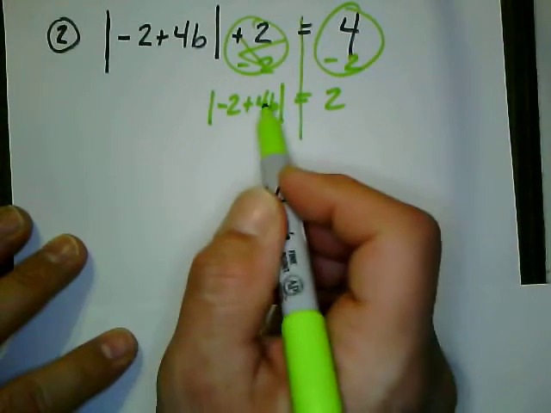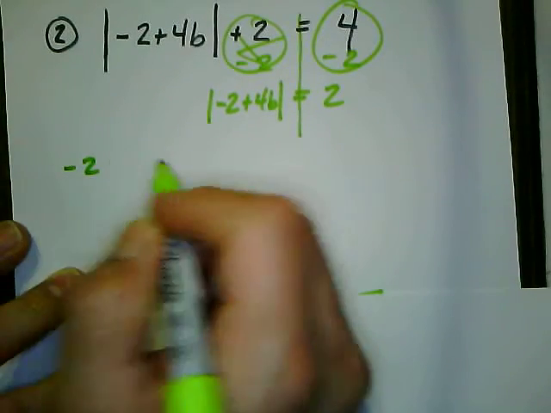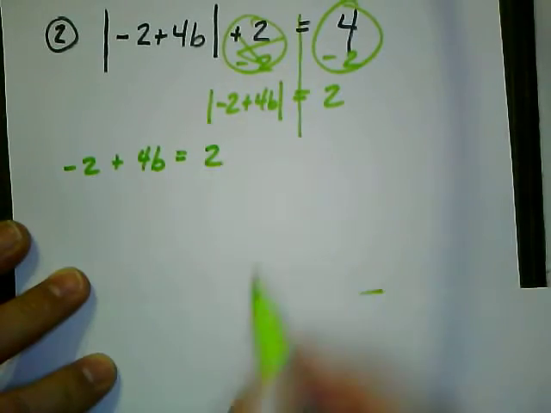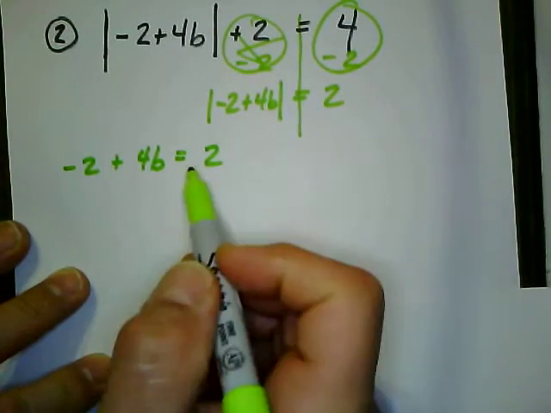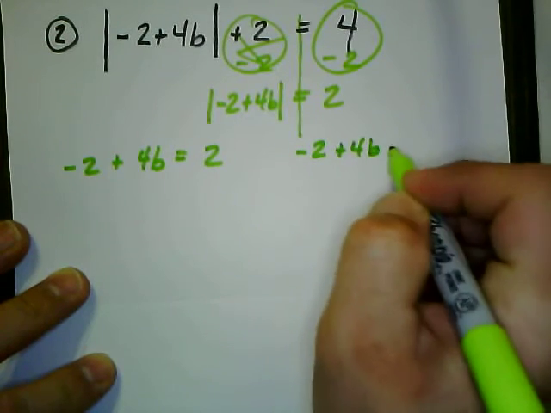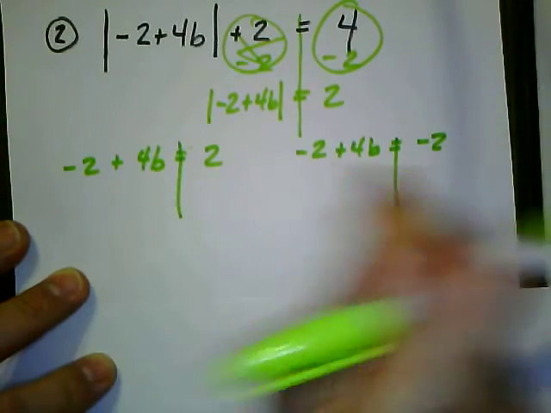So once we get to all the absolute value, one can be positive, one can be negative, so we need to make sure that we do the whole thing once again, 1 as it sits, and 1 with it as a -2. So -2 plus 4b equals -2. And that's all we did. What it equals, we changed.